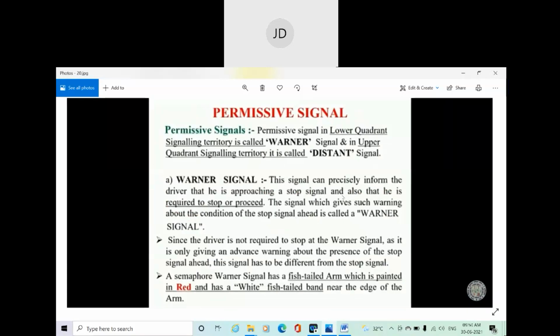Yeah, so a semaphore warner signal has a fish-tailed arm which is painted in red and has a white fish-tailed band near the edge of the arm. This is the main difference, you have to remember this.